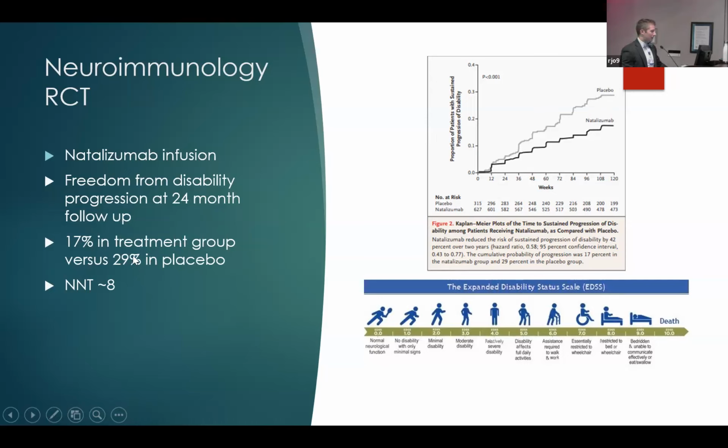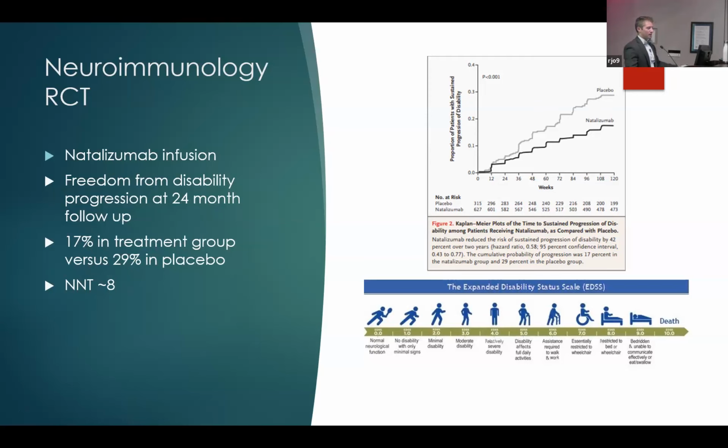But then in the natalizumab group, 83% of people didn't get worse. So that's another way to look at it. But this difference is 12%. And number needed to treat is about 8, which is still pretty good. But sometimes we forget that.